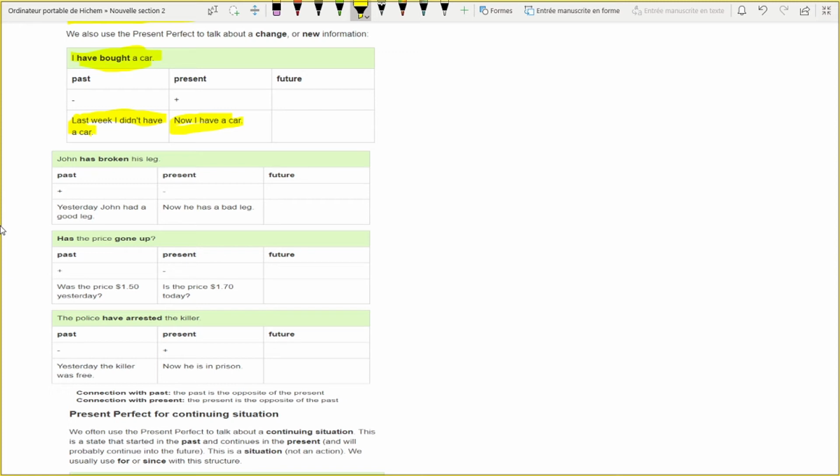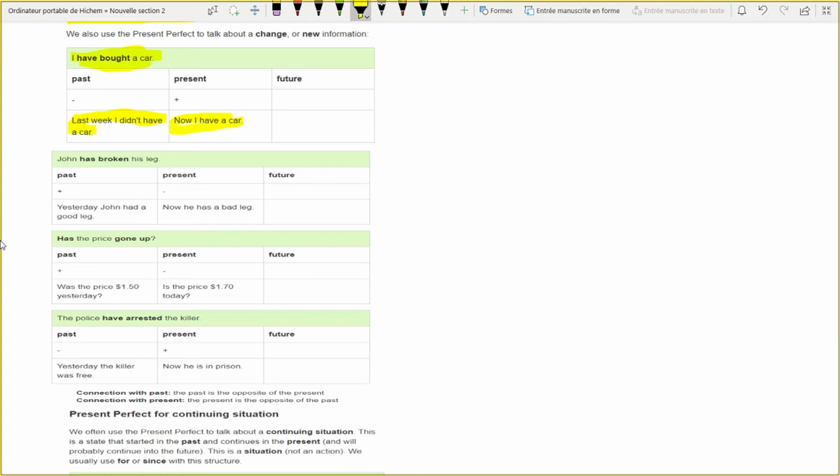Another example, if you want: "Has the price gone up?" In the past, was the price, for instance, $1.50? But maybe today, in the present time, the price is $1.70. All right.